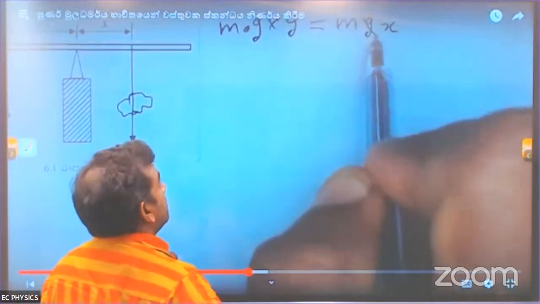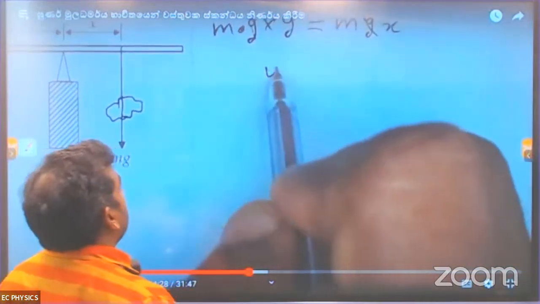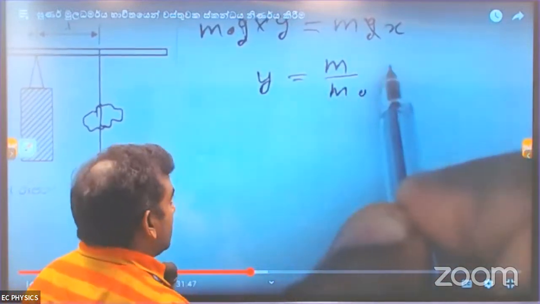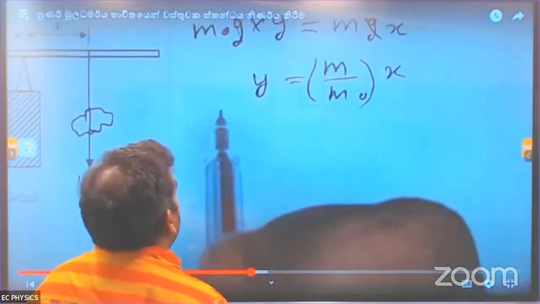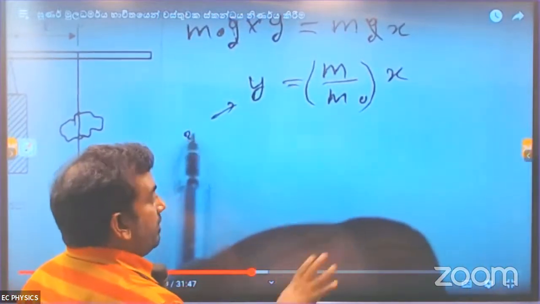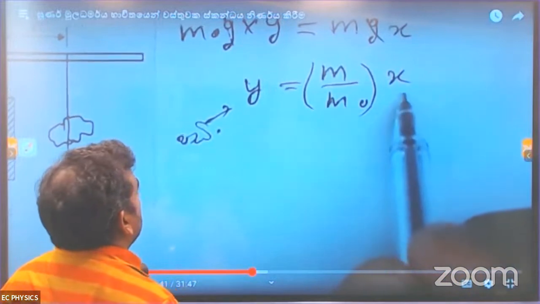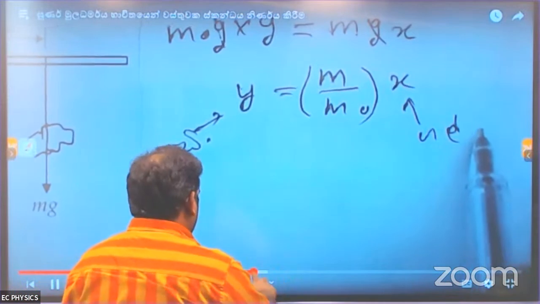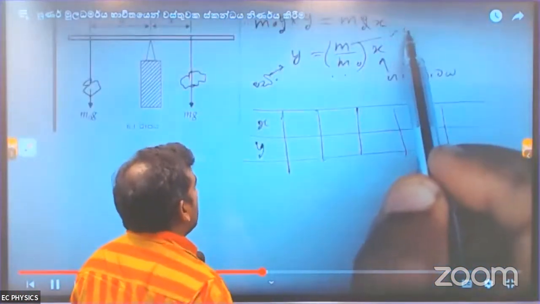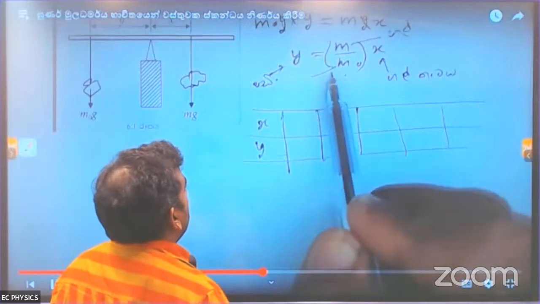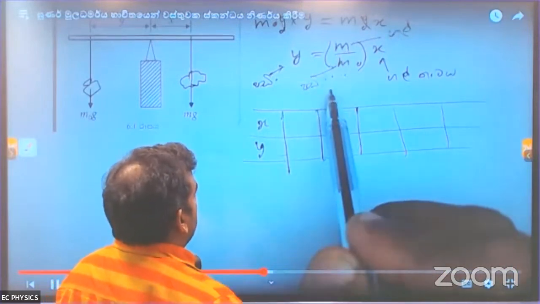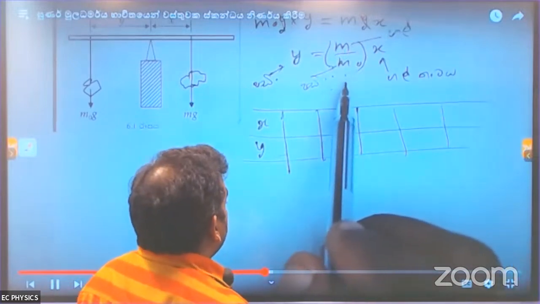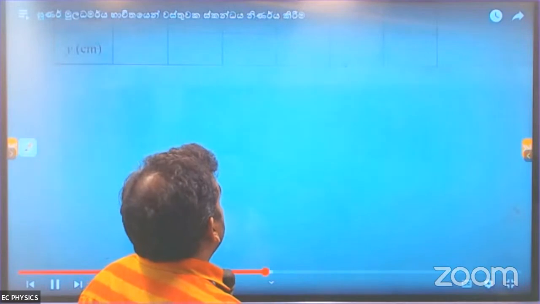So taking moments, g and g cancel off. Y is equal to M over M naught. We took the symbol opposite, that's okay. Our unknown weight plus M naught, known weight plus M. So there is no issue. So we have different values of X and different values of Y.